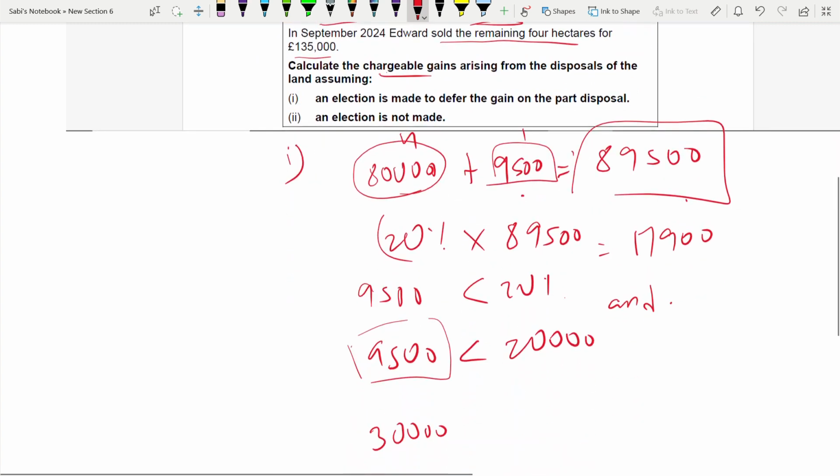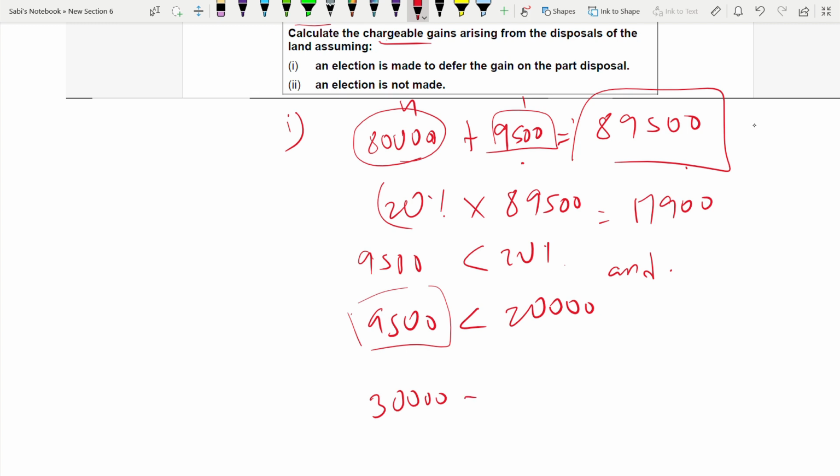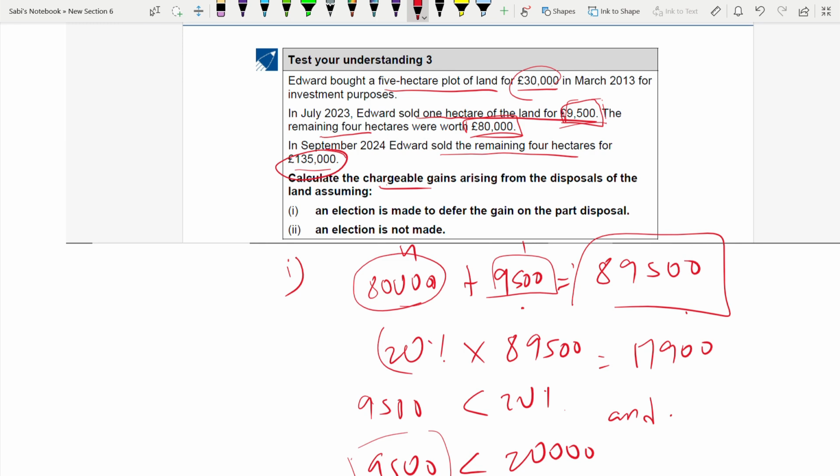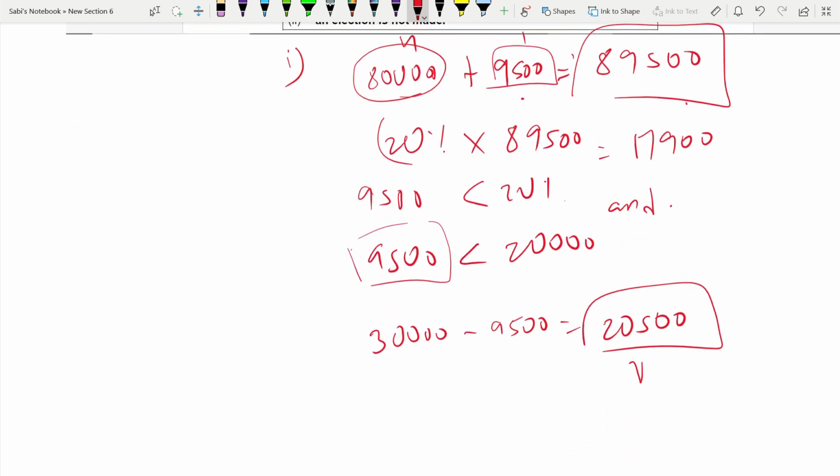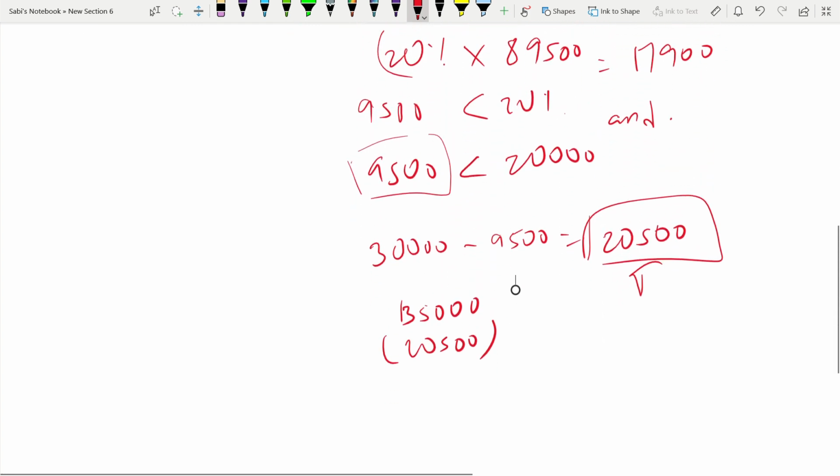Okay, so from 30,000, now we'll take 9,500 out, the proceed. So now the base cost of the remaining 4 hectares will be 20,500. Now when we are making this disposal of 135,000 in September 2024, we'll need this 20,500 at that time, because that time will reduce this 20,500 by that sale proceed. 135,000 minus 20,500. This is the amount we have, the remaining, for the remaining 4 hectares, this was the base cost, that will deduct from.